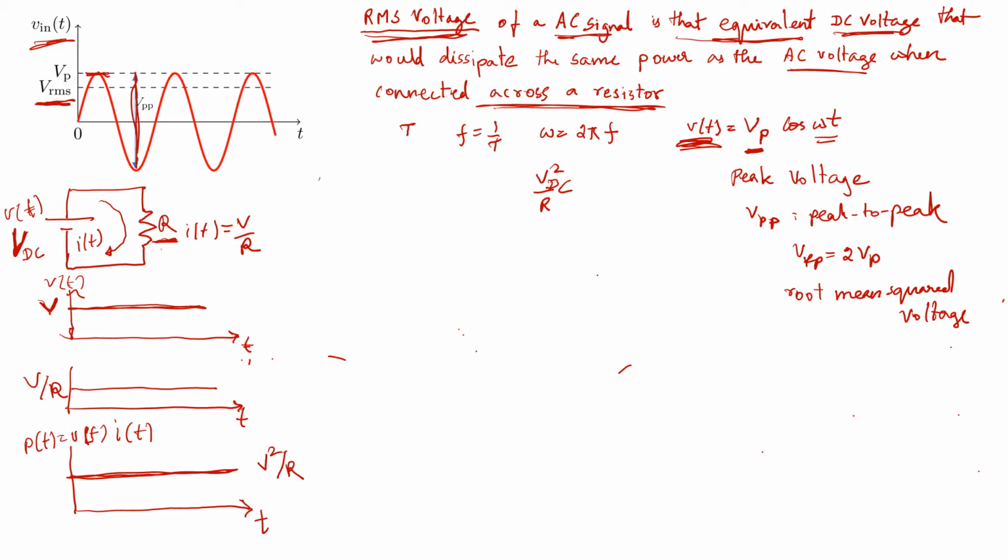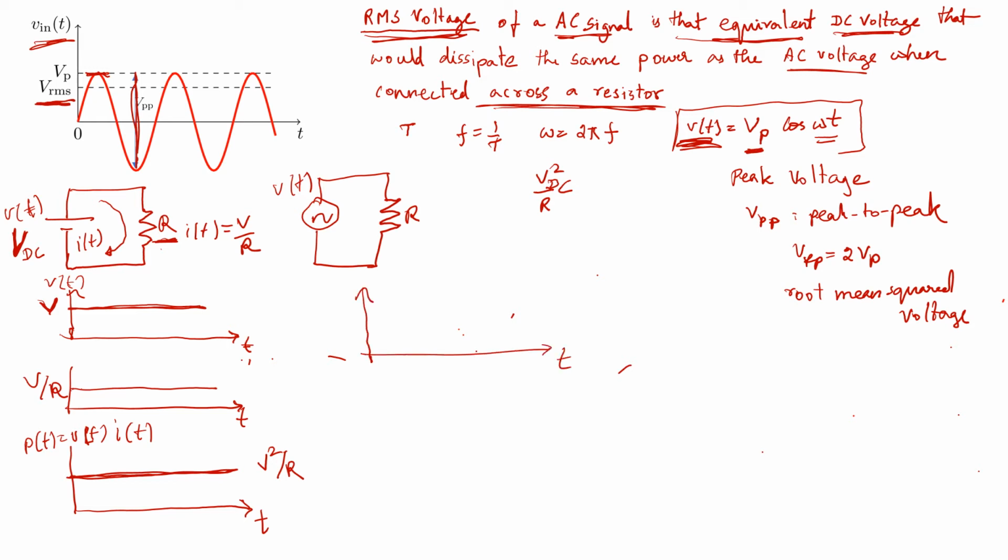Now we want to have an equivalent representation of this situation for an AC signal. Let's see what happens when you connect an AC source across this resistor, and this V of t, for example, can be of this form, Vp cosine omega t. If we look at the time domain signal, it starts from Vp and goes all the way to negative Vp. The V of t is clearly changing with time, but how about the current that flows through it, I of t?